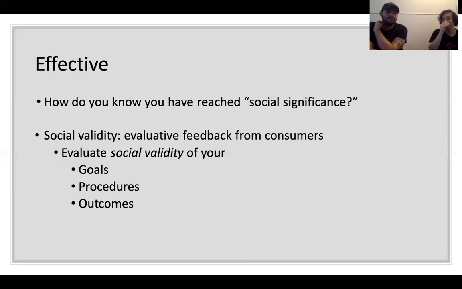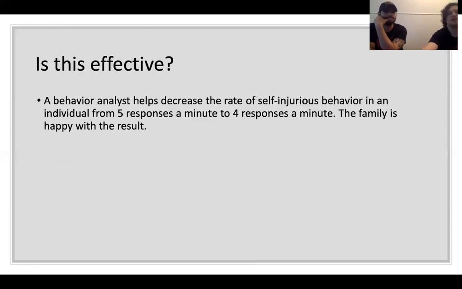So you could evaluate this in many ways. You can ask people. There's also now been recently developed questionnaires that you can use to more systematically assess social validity, but you'll learn that in different classes. Anything to add? Cool. So now we'll go through some examples. So a behavior analyst wants to decrease the rate of self-injurious behavior in an individual from 5 responses to 4 responses a minute. The family is happy with the result. Do you guys think this is effective?